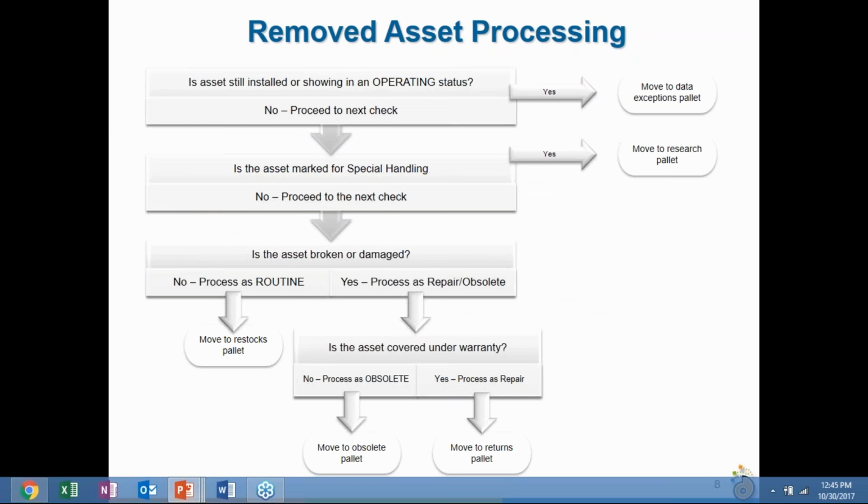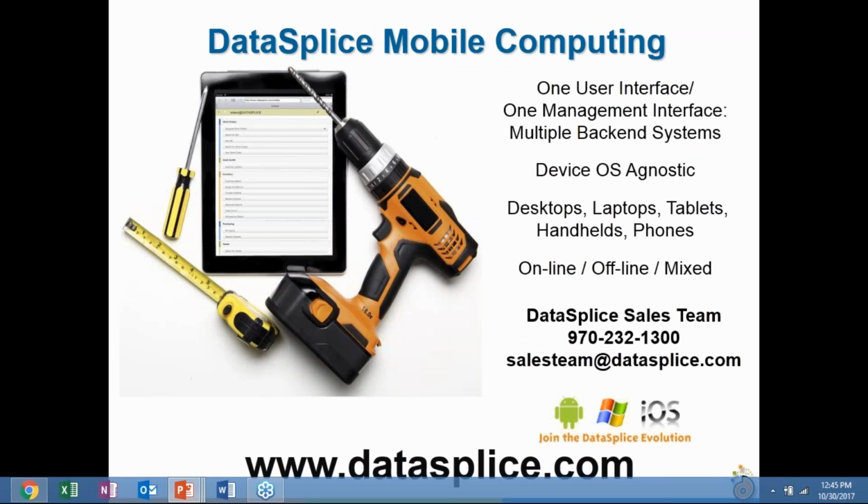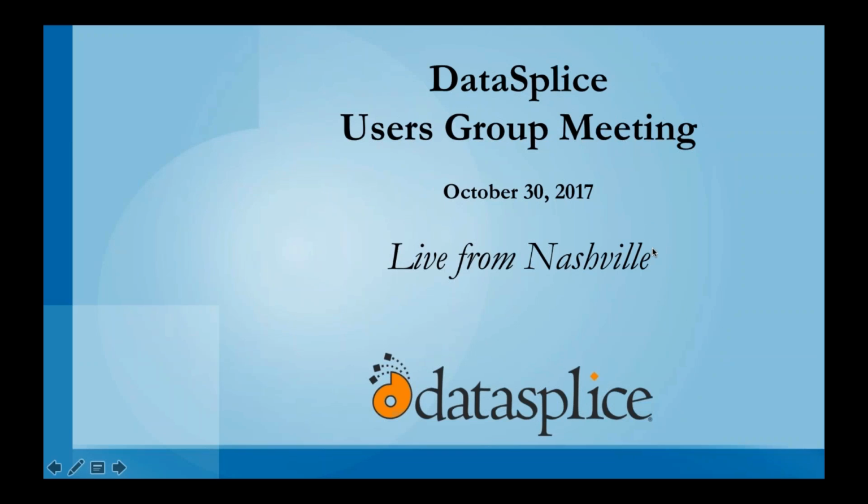And so then this is just basically the logic flow around the asset processing. Is the asset installed or showing in an operating status? If it's no, then it goes to the next check. And then is the asset marked for special handling? No, then it goes to the next check. And so it just goes through that logical processing until it ends up on one of the work orders or pallets somewhere. So the benefit is that if I'm scanning my asset, then I can go into Maximo, into DataSplice, into whatever system where that data is that I've just scanned, and I can do that logical processing to determine the final disposition of that asset.